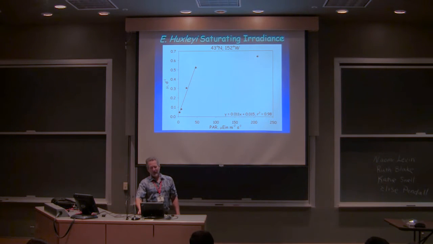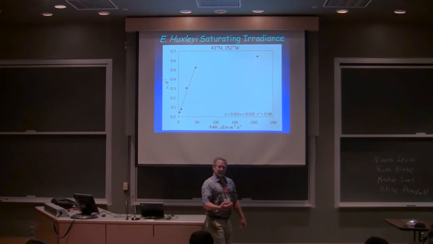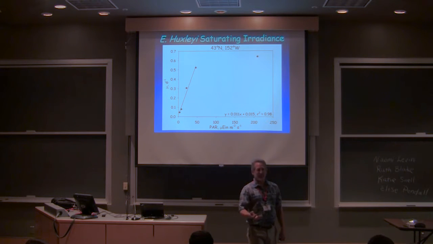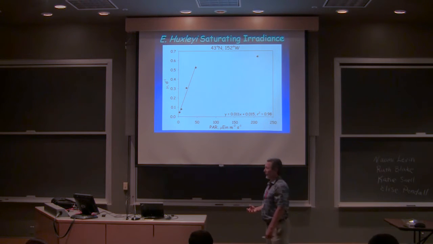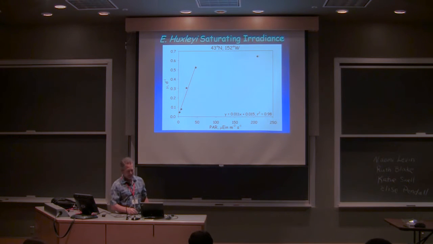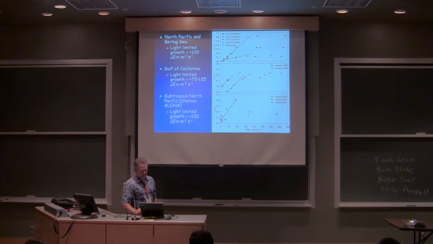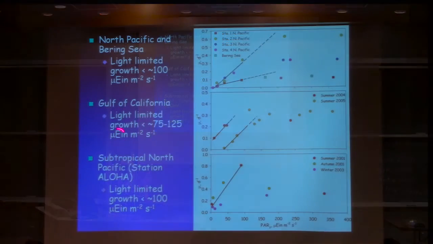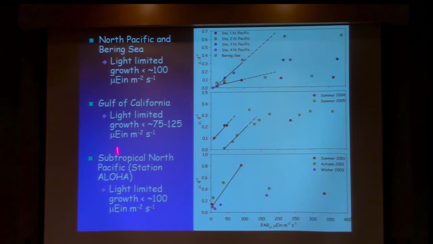Okay, so the other implication is these are haptophytes, so there may be a mechanism by which they transport CO2 into the cell that's dependent upon light. Okay, so you do those same experiments in the North Pacific and Bering Sea, Gulf of California, subtropical North Pacific, Station Aloha, you get a relationship where the inflection point is around here. It's around 100 micro-Einstein per meter squared per second. So that's the saturating irradiance.